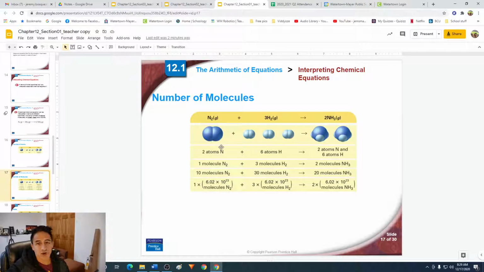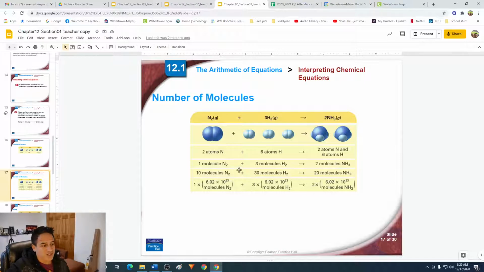We can interpret this in terms of molecules. 1 molecule of N2, this is a molecule, 2 atoms bonded together. That's 1 molecule, plus 3 molecules of H2. Again, 1, 2, 3 molecules of H2 will make us 2 molecules of NH3. So again, here's 1 molecule of NH3, here's a second one. So we can interpret this in terms of molecules.